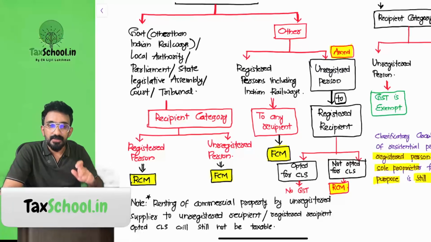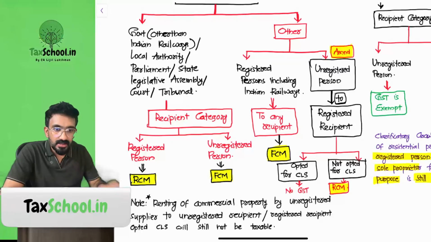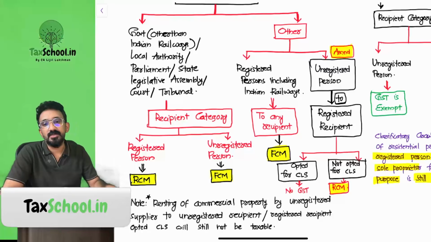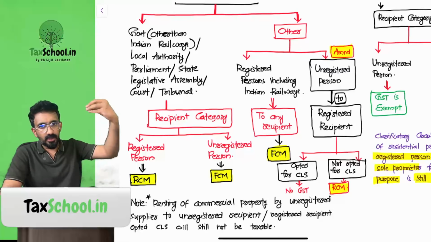would be under RCM. But then they said, what if this registered recipient has opted for composition? Because if he pays under RCM, he can't take ITC, because a composition levy scheme person will not have ITC. So they said, if the registered recipient is a composition person, then don't collect any GST. But if he's not a composition person, then he pays tax under RCM, is the provision that we have. Right? So commercial property is always taxable.